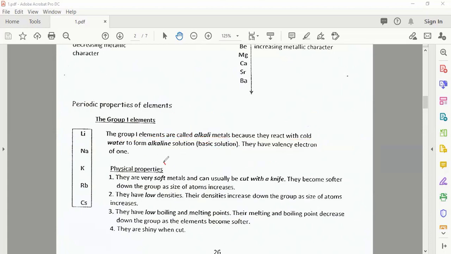If you talk about their physical properties, normally we saw that metals are hard and strong, but group 1 and group 2 metals are exceptional. For example, group 1 metals are soft and you can cut them with a knife. They become softer down the group as the size of the atom increases. As you go down the group, for example sodium, potassium, they become softer. So lithium is less soft, sodium is softer, potassium is softer still. Their softness increases as you go down the group.